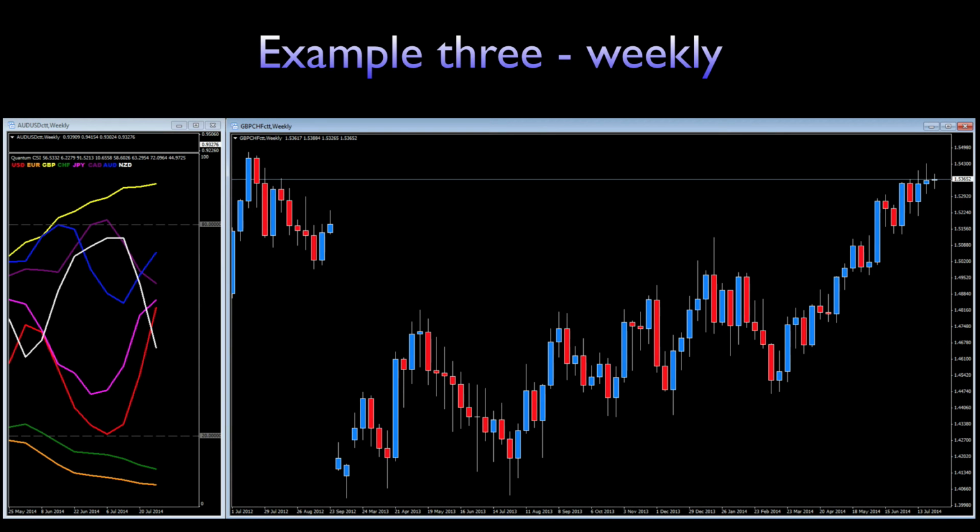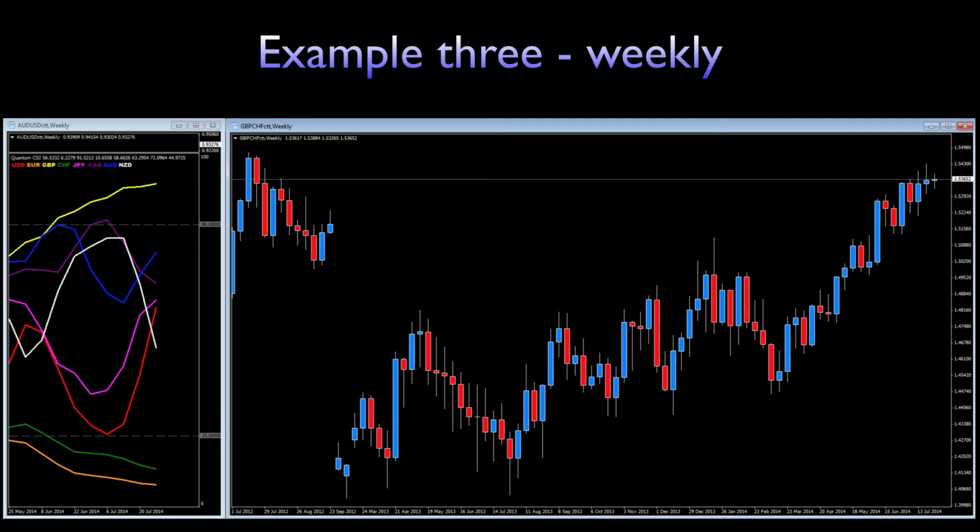Finally, let's move to a slower time frame still, which is the weekly. And exactly the same principles apply as to whether you're trading a 1-minute chart or a weekly chart. On the left, we have the weekly currency strength indicator, and on the right, the chart for the pound Swiss. As you can see on the indicator, again, we have a couple of options here. We have the British pound, the yellow line, which is well into the overbought region at the top of the indicator, and to the bottom, we have two options to consider. The first is the green line, the Swiss franc, and the second is the orange line, the dear old euro.